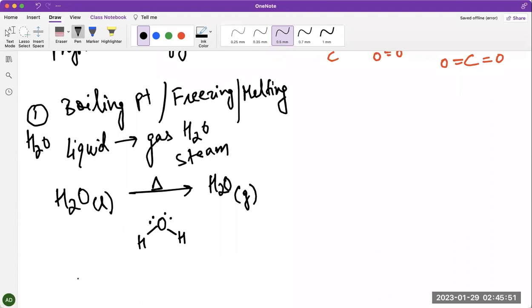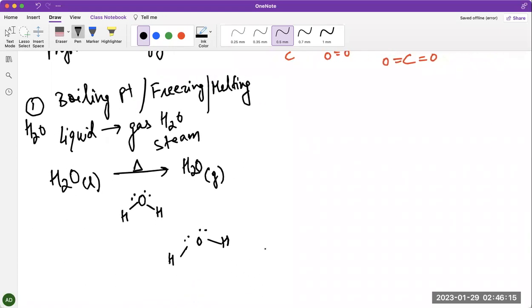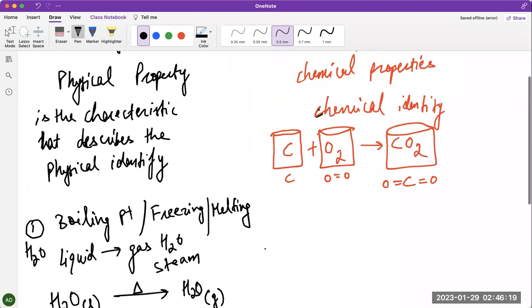So one H2O is just talking less to this neighboring H2O. That's what happens in gas. In liquid, they both talk to each other. When they're gas, they don't talk to each other. So that does not change the chemical identity of the water. So this is just a physical change, because this just affects the physical identity of the molecule. It just now appears that it has changed from liquid to a gas. Okay, so boiling point, freezing point, melting point, these are all physical characteristics or physical properties.